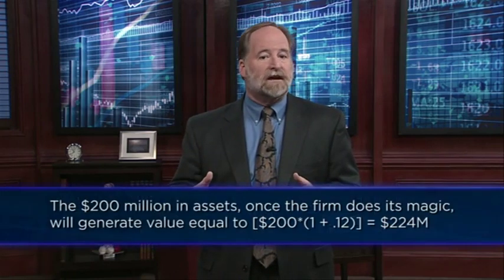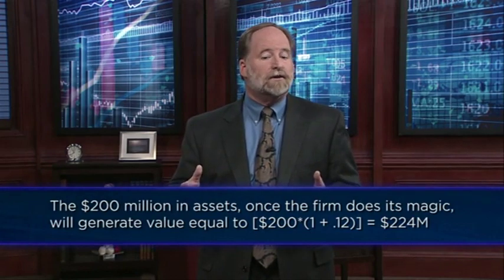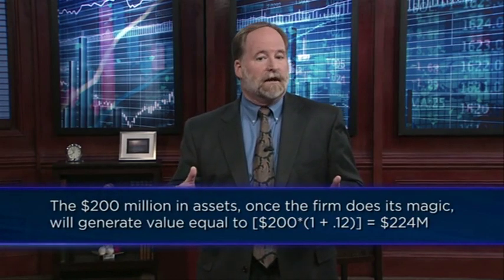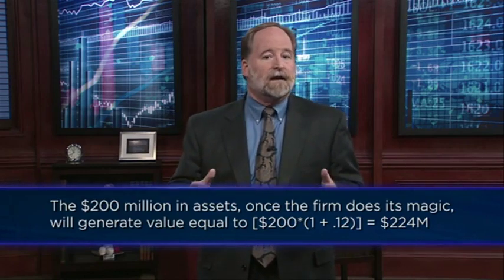If the firm takes the $200 million and invests it in the capital equipment and raw materials and people that generate a 12% return, then what will you get in the future on average? Just to keep things simple, let's consider a one-period model. The $200 million in assets, once the firm does its magic, will generate what? A value equal to what? $224 million, or 12% bigger than what it initially was. And that's what would be the value now.